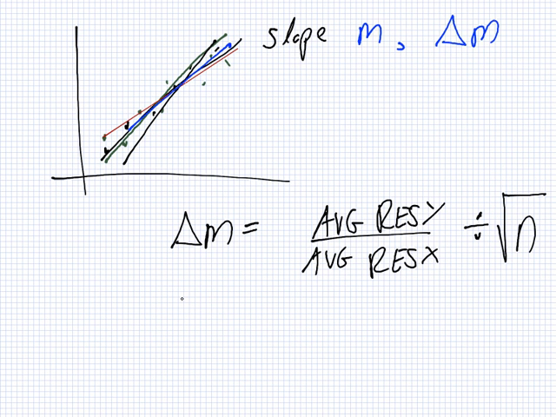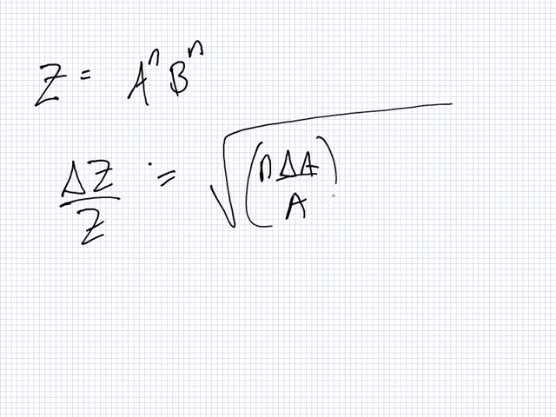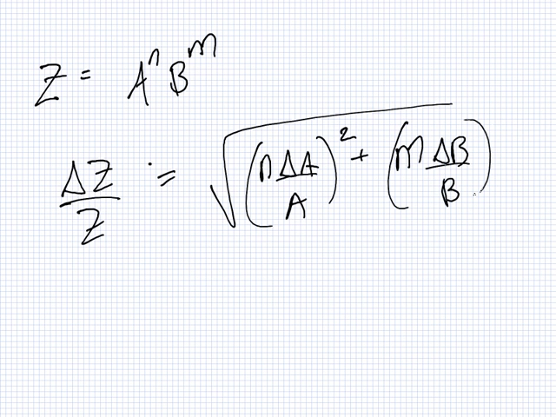No, because you have special formulas for calculating uncertainties. Do you remember, for example, when we wanted the uncertainty of something like a power n times b power m? Do you remember this? Let's call that z equals that. The uncertainty of z over z was equal to the square root of n times the uncertainty of a over a, squared, plus m times the uncertainty of b over b, squared.